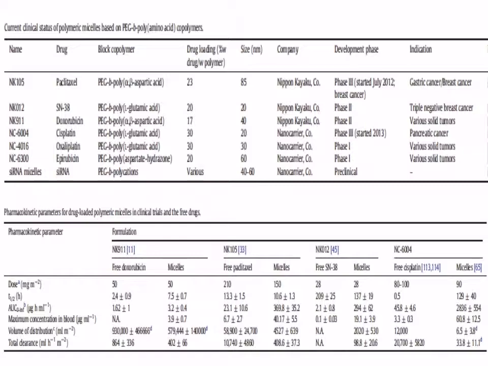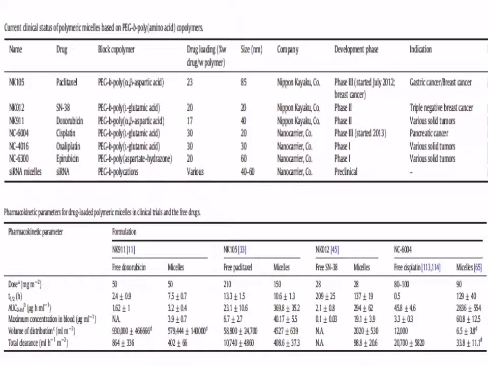The bottom table actually shows you what happens once you combine these different chemotherapeutic agents with micelles. So in each case there's 4 different chemotherapeutic agents that are used. You have the free form of the drug, and then the drug in combination with micelles. And if you take a look at various different pharmacokinetic properties, you'll see how they change with the micellar formulation.